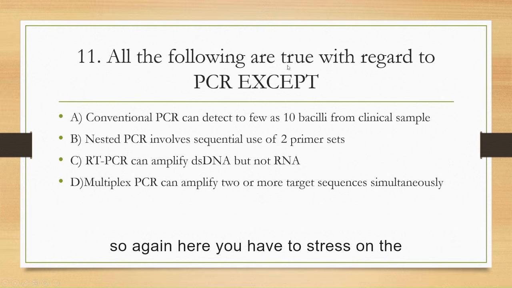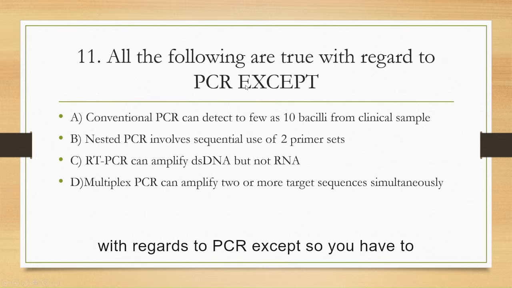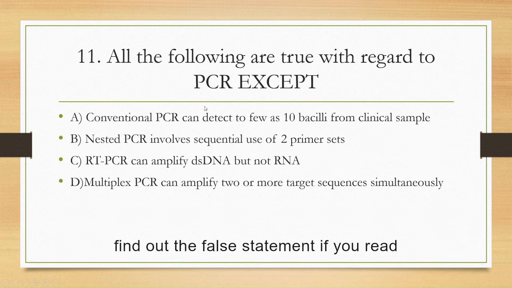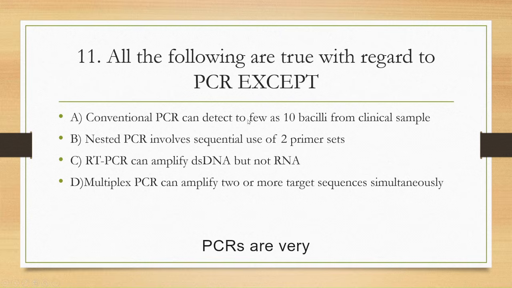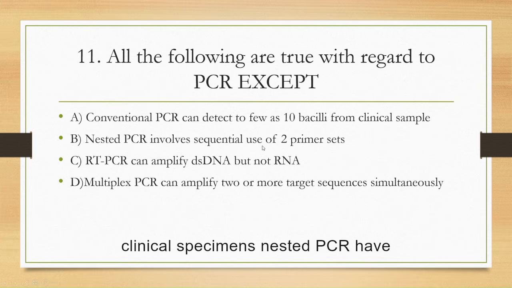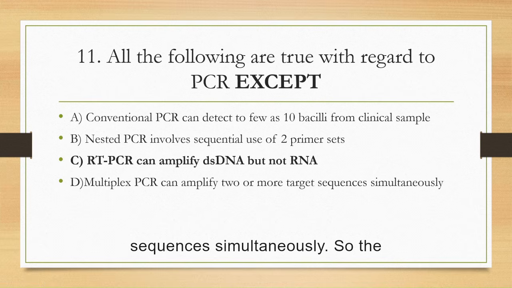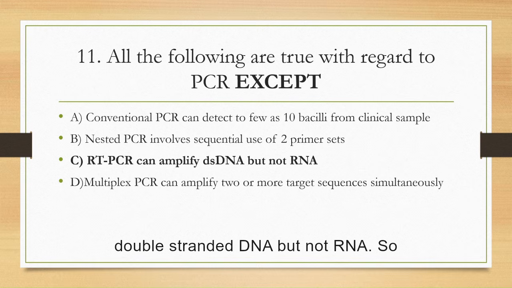Again, here you have to stress on the word except. They have asked all the following are true with regards to PCR except. So you have to find out the false statement. If you read the statements, A, B, and D are actually true. PCRs are very sensitive. They can detect very few bacilli from the clinical specimens. Nested PCR has sequential 2 primers used, and multiplex PCR can in a single well target 2 or more sequences simultaneously. So the answer is actually RT-PCR can amplify double-stranded DNA but not RNA.